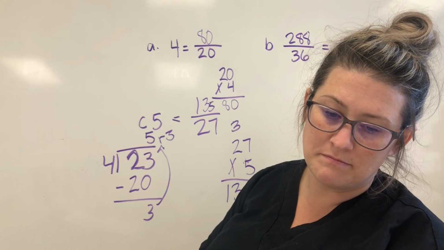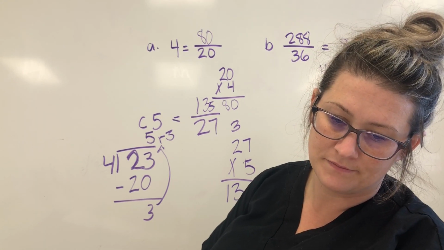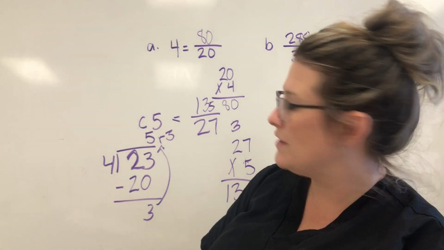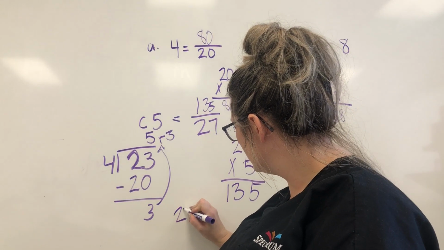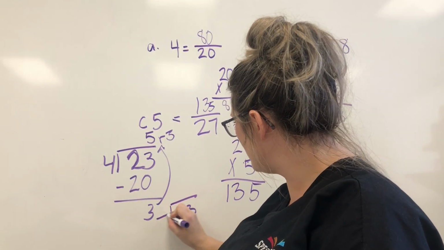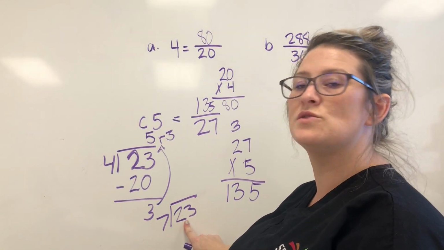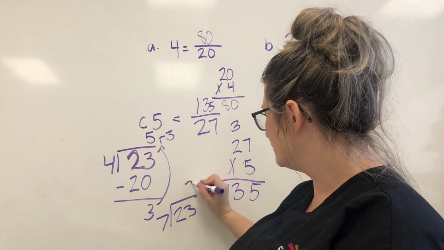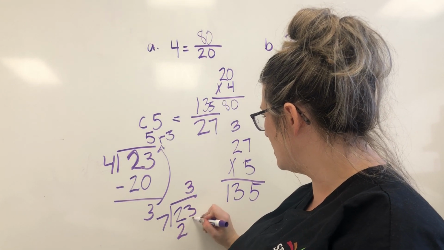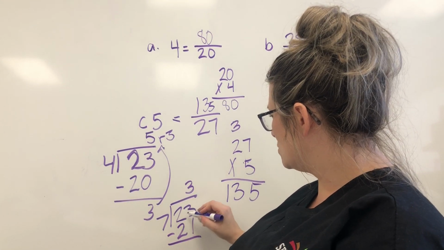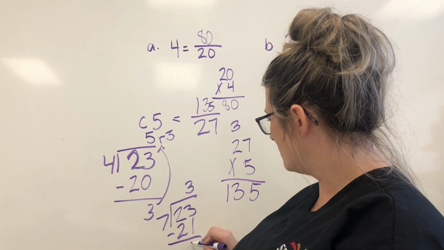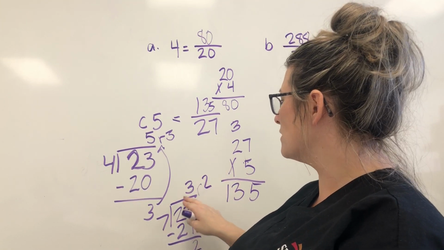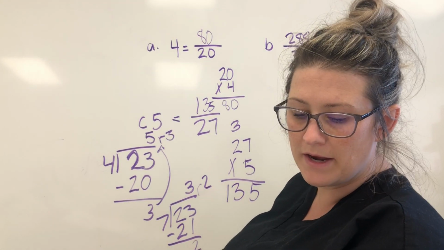All right, problem B. 23 divided by 7. I want to know a number that's close to 23 but not over on the 7 line. 7 times 3 is 21. 23 minus 21. So 7 goes into 23 3 times with 2 left over, 2 remaining.